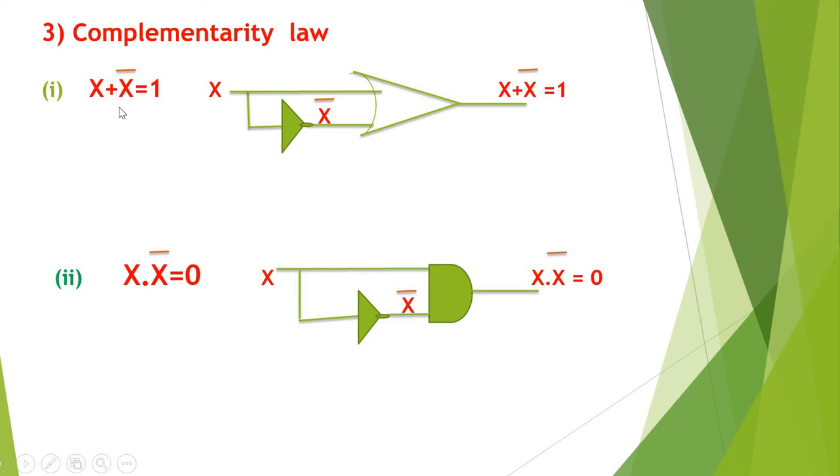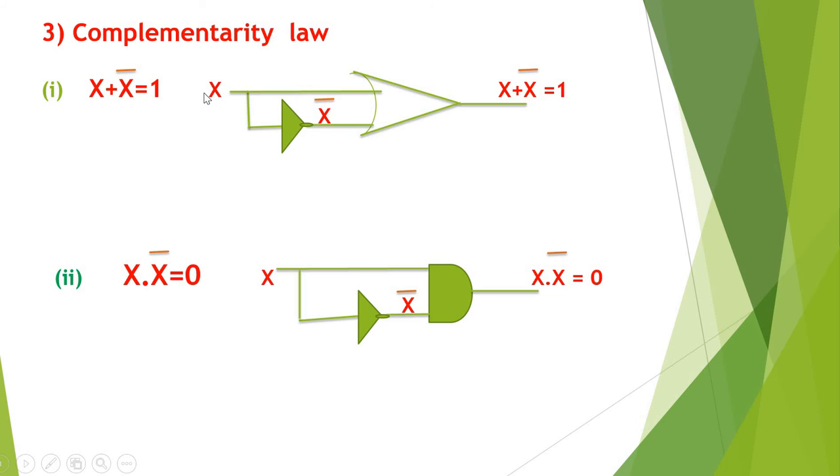From one Boolean relation, we can derive another Boolean relation by changing plus sign to dot sign, dot sign to plus sign, 1 to 0 and 0 to 1. Here we need to change this plus to dot and this 1 to 0. Then we will get x dot x bar is equal to 0.